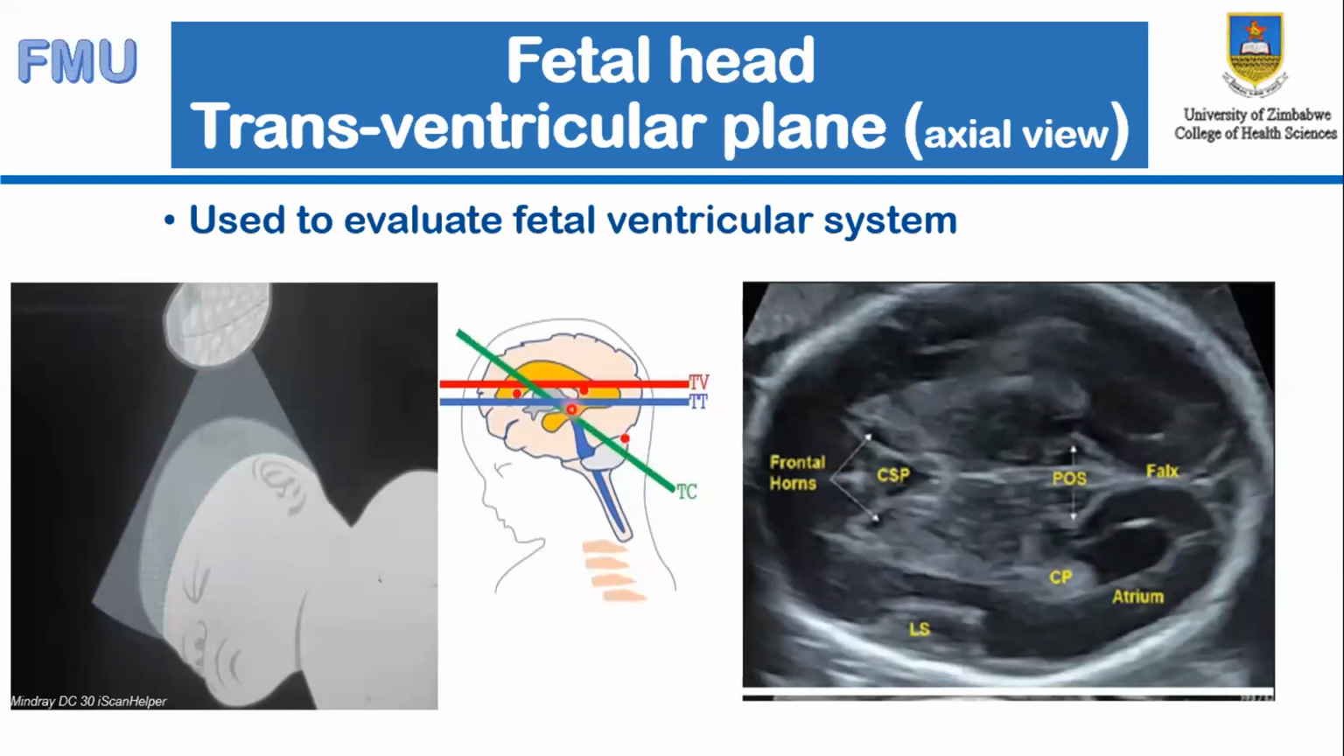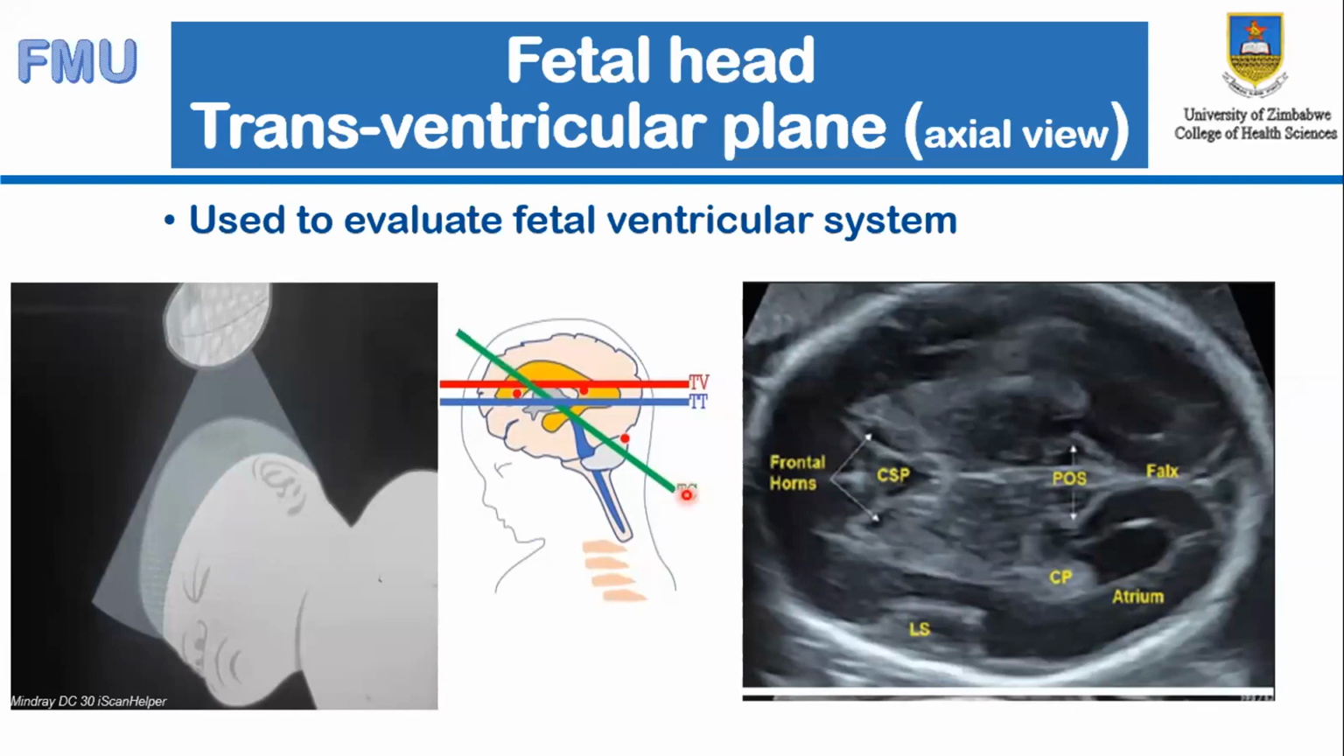So beginning with the transventricular plane, for this plane, we are in axial view as illustrated by this image. We want to place our probe at a level that is above the fetal orbits, above the cerebellum, and slightly above the thalamus, in order for us to get this plane.